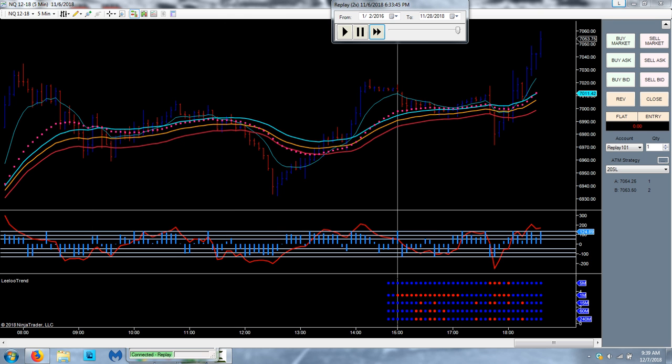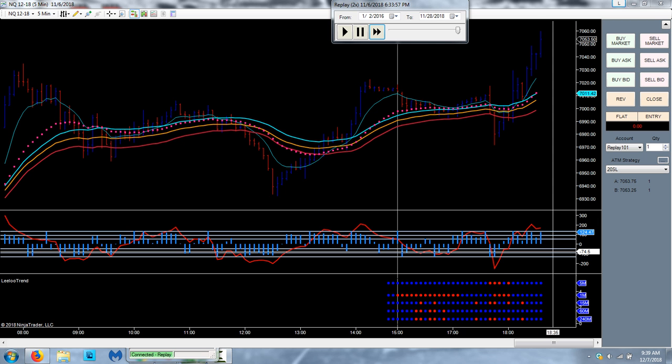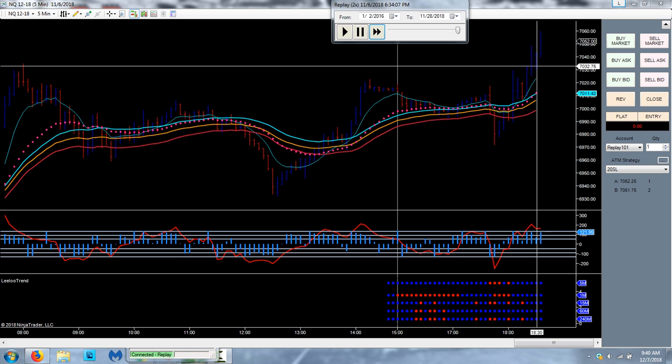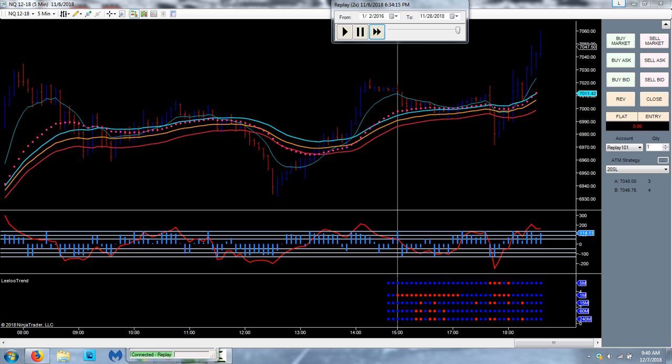Now we are waiting for a red bar pullback to at least the 8 or deeper into the 21. If we get to the 21, we'll get a CCI pullback as well. The 8 doesn't always get a CCI pullback. We want a correction, we want a pullback, we want a red bar to go long now.